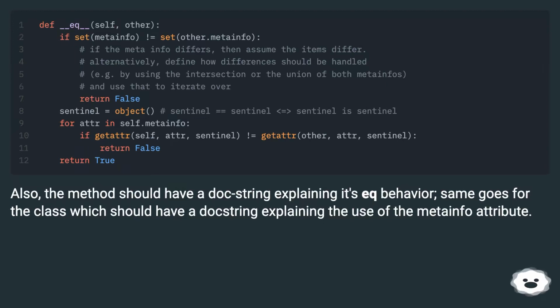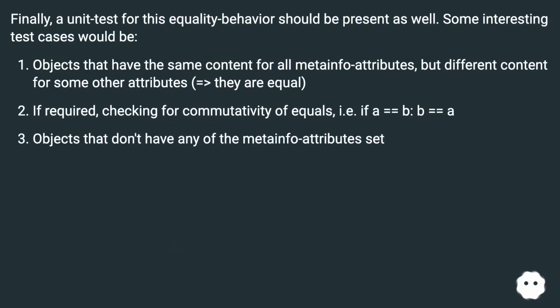Also, the method should have a docstring explaining its __eq__ behavior. Same goes for the class, which should have a docstring explaining the use of the metainfo attribute. Finally, a unit test for this equality behavior should be present as well.